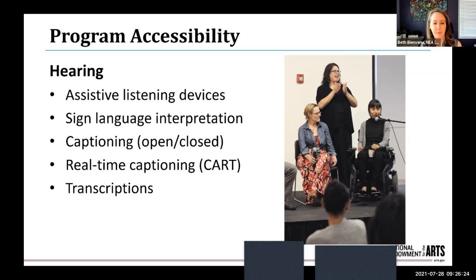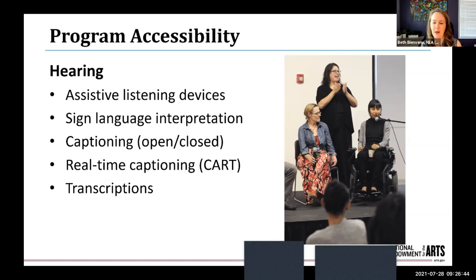We also have captioning, open or closed, real-time captioning or CART, which you would have at a live event, and then transcriptions, which are important for things like podcasts or radio shows. They can also be helpful alongside a video so that people don't have to watch the entire video, that they can just get the text.